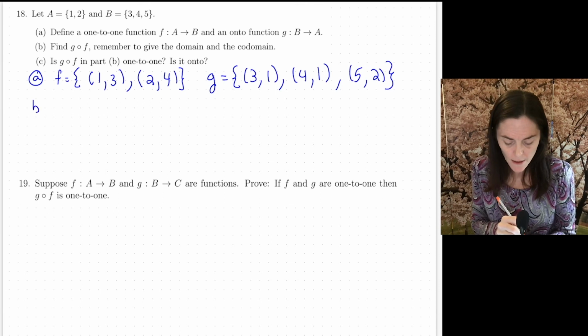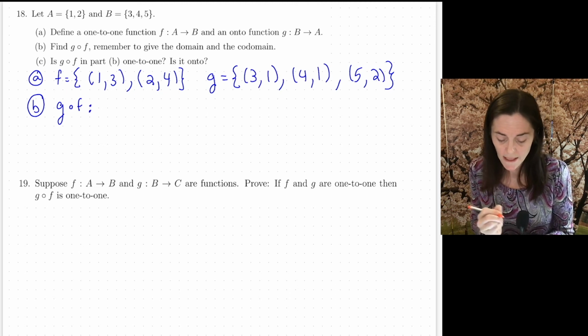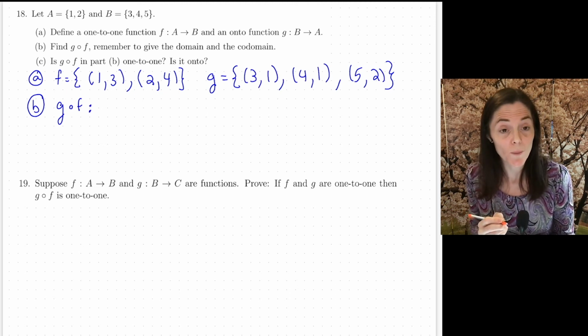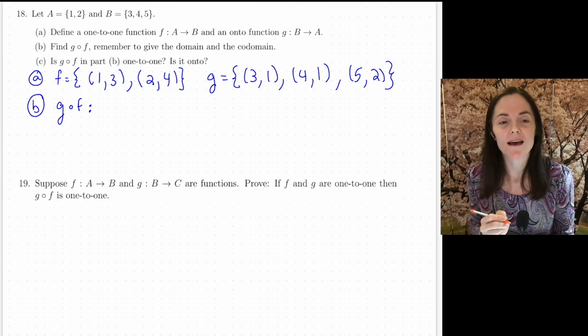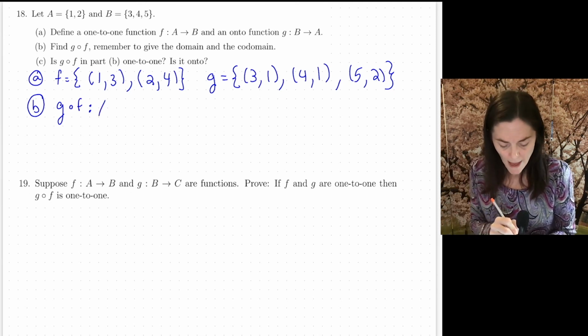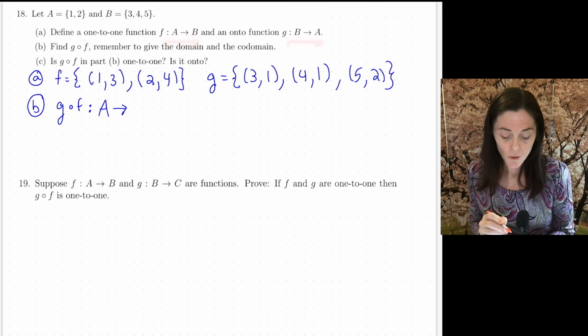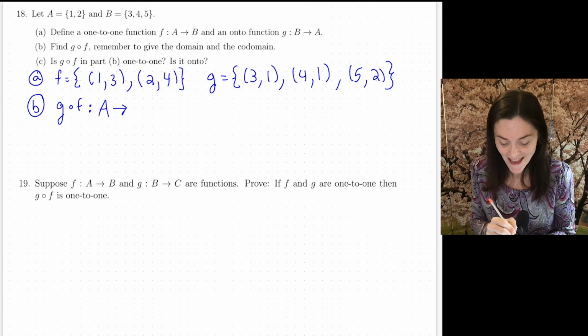Now part B, we want to find G compose F. Here, F happens first. So I will give the domain and codomain. The domain of G compose F is the same thing as the domain of F, so this will map from A. F maps A to B. G maps B to A. So the composition will go A to B and then B to A. This will be a function from A to A.